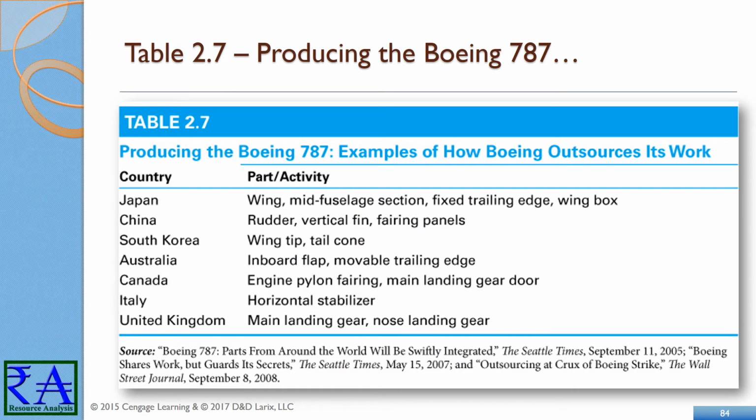Were global supply chains the cause of Boeing's delays, or was it par for the course? How would you find the answers?